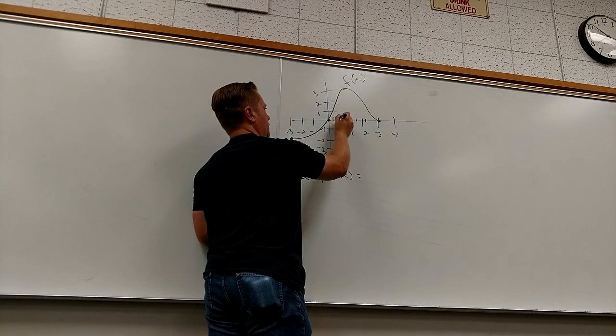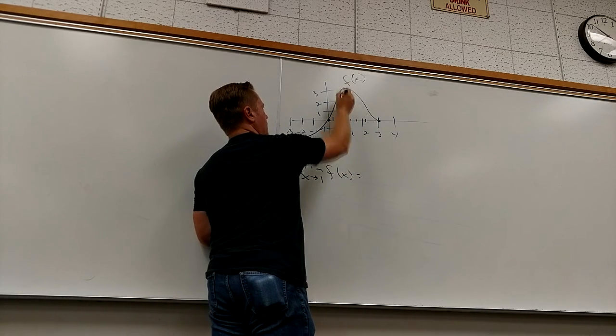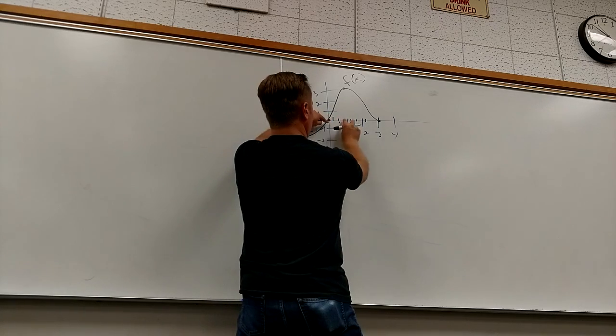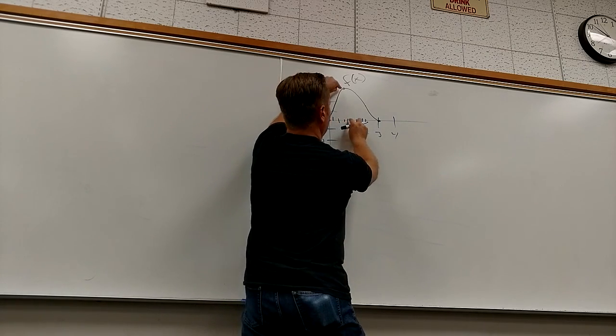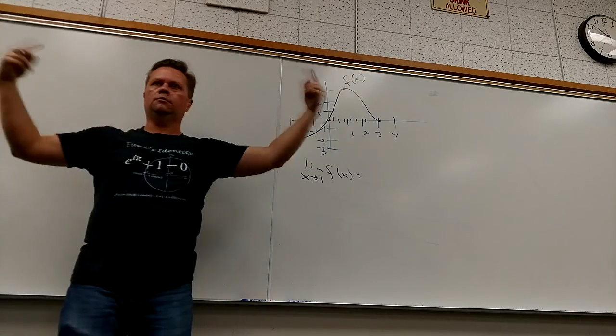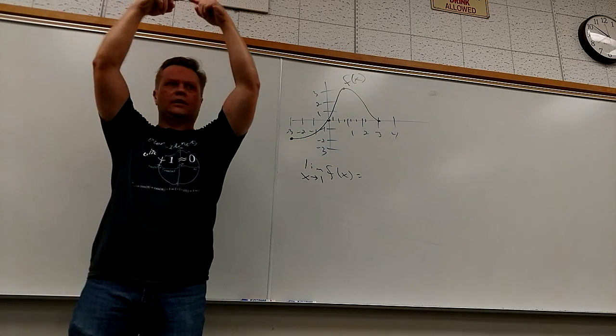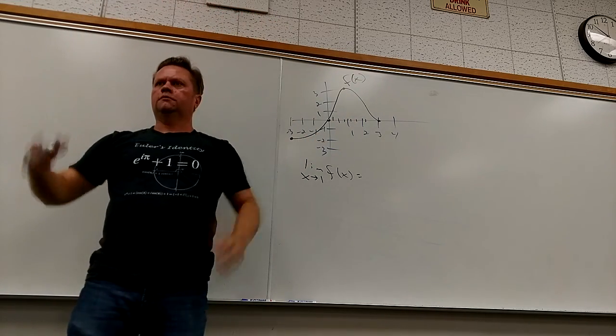Here, there's the output. As I let the inputs go towards 1, what are the outputs doing? They are going towards 3 in both directions. So they agree. So what is the limit? 3.